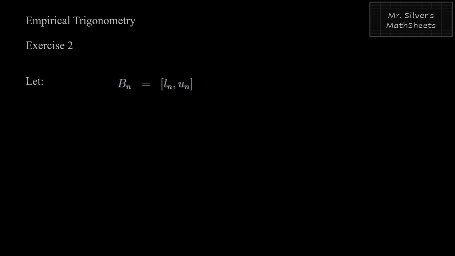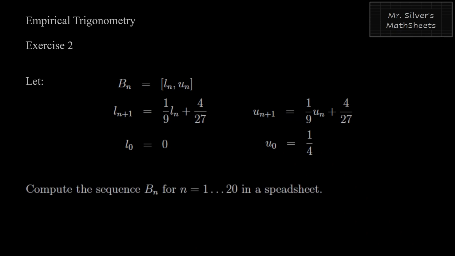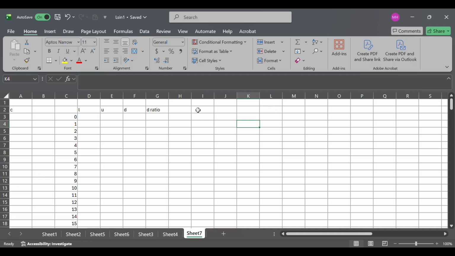So we'll do a little exercise. We'll calculate these bounds using the recursion relationship that we derived, starting with 0 and 1/4. And we'll just calculate this sequence really quickly to see what it looks like. So we're going to go back to the spreadsheet. This is a real simple calculation.